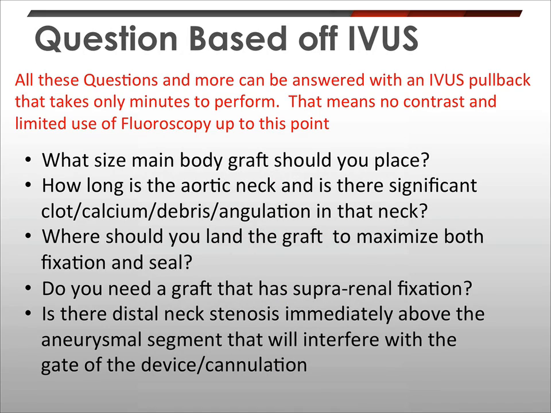In this slide we ask several questions that can all be answered by intravascular ultrasound with a pullback that takes only a couple of minutes without having used any contrast, using spot fluoro only. For example, what size main body graft should we place? How long is the aortic neck? And how much clot or calcium or debris or even angulation is in that neck and where that is exactly in real time? Where should you land the graft to maximize both fixation and seal?